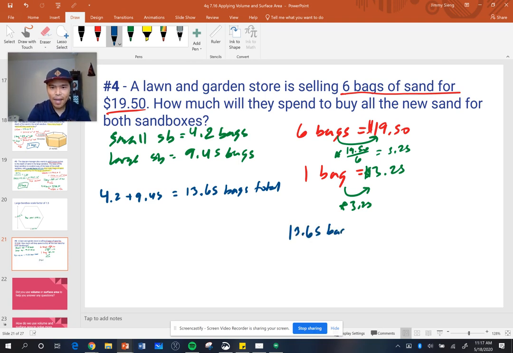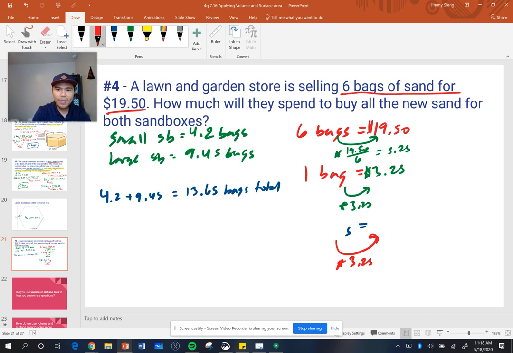So if I have 13.65 bags, how much is that going to cost? Well, each bag costs $3.25, so I'm going to multiply that by $3.25. What's my answer? So we get 13.65. Oh, I forgot. Remember, we can't buy 13.65. We have to buy rounded up, right? So really, I want 14 bags.